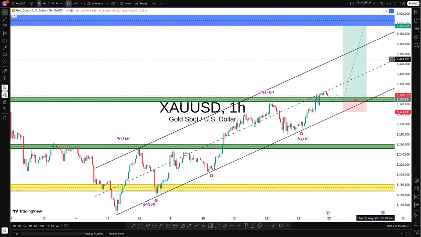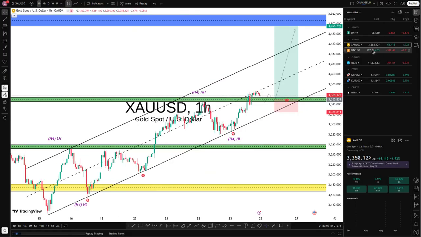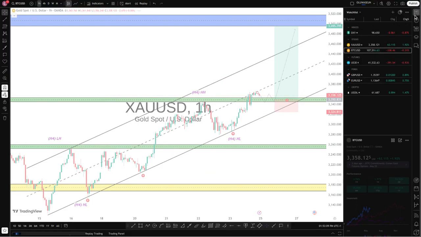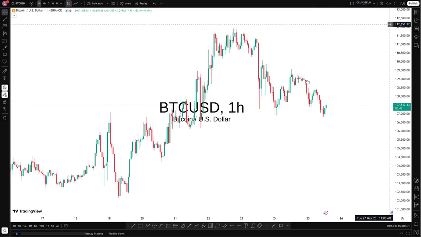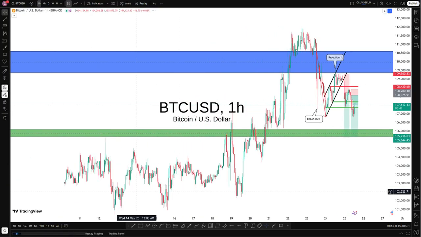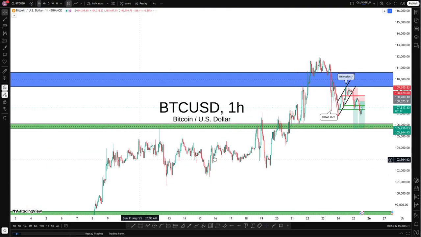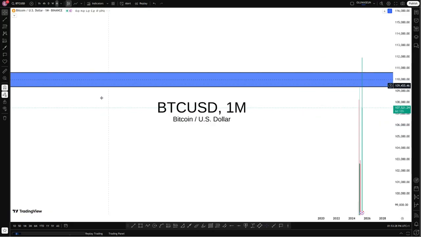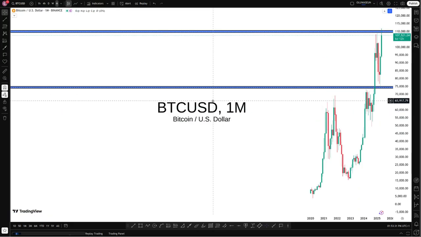Let's move into the next pair, which is BTC. BTC dealt with me a lot. BTC dealt with me, I don't lie to you guys. It dealt with me around all these areas. So let's go down to monthly and let's see what BTC has for us.